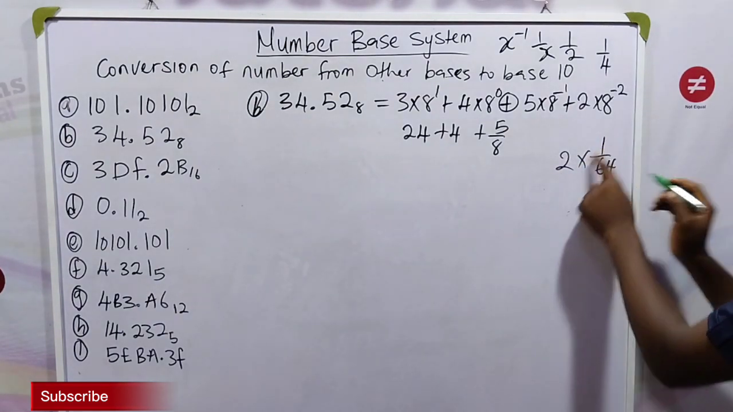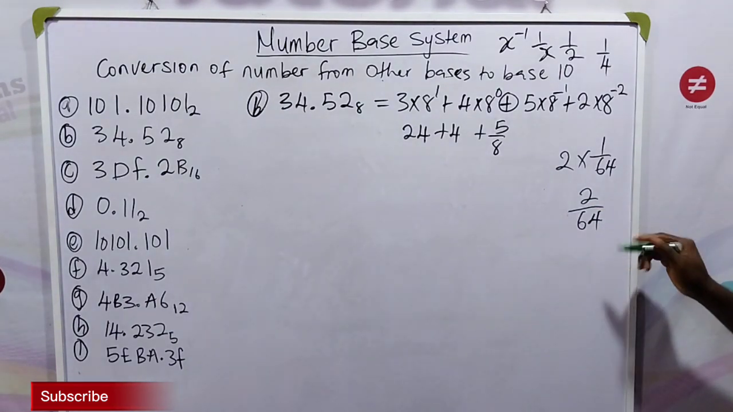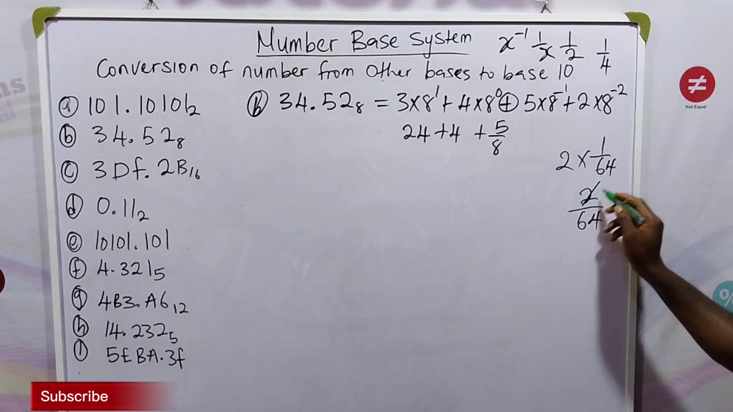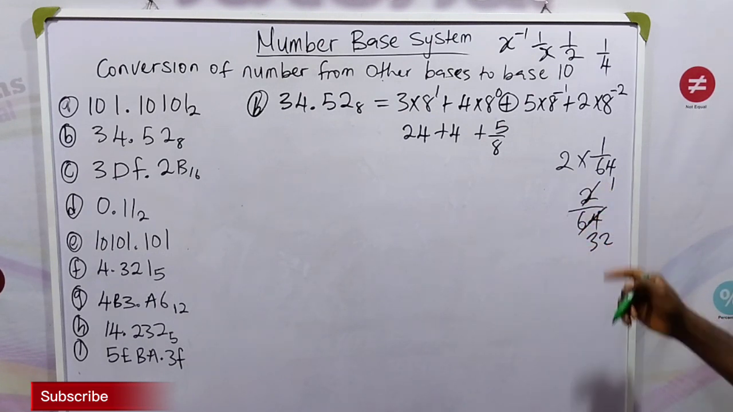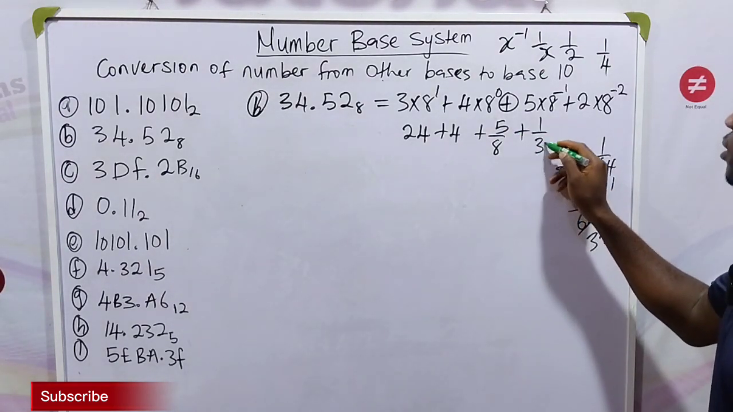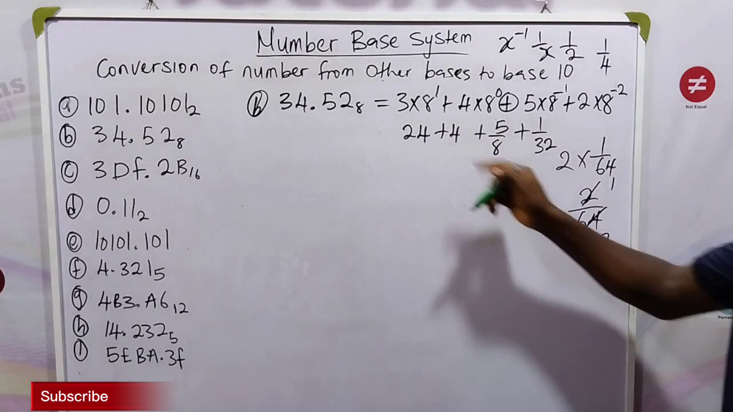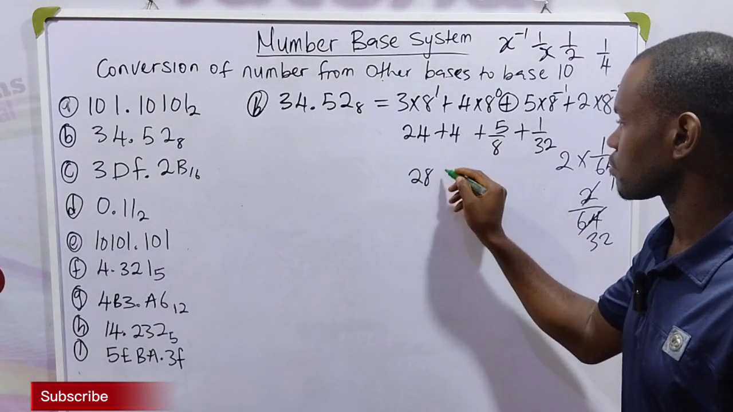So we multiply 1, we have 2 over 64. Then we can divide. Divide here 1, divide here 32. I divided both parts by 2, so that means we'll have 1 over 32. So add the whole numbers. 24 plus 4 will give us 28.